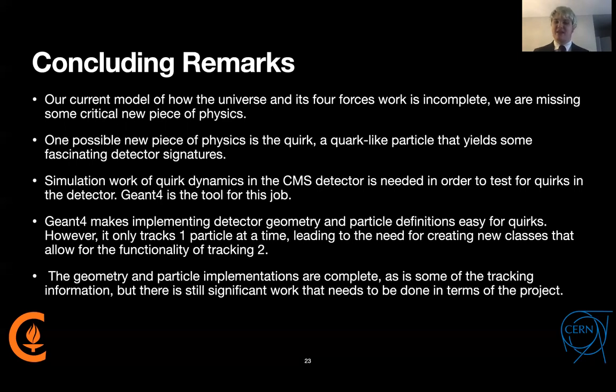Geant4 makes implementing detector geometry and particle definitions easy for quirks. However, it only tracks one particle at a time, leading to the need for creating new classes that allow for the functionality of tracking too. Lastly, the particle and geometry implementations are complete, as is some of the tracking information, but there is still significant work that needs to be done in terms of the project.